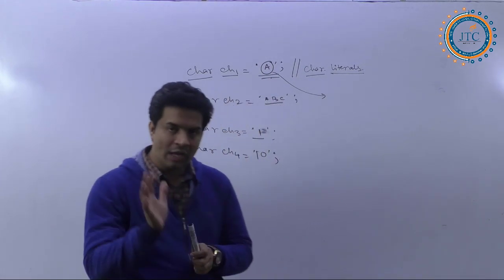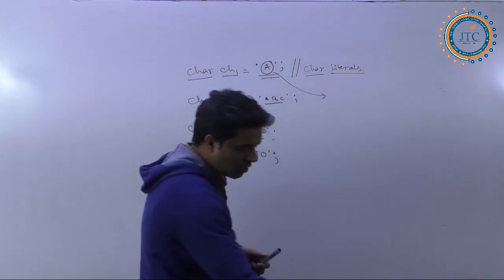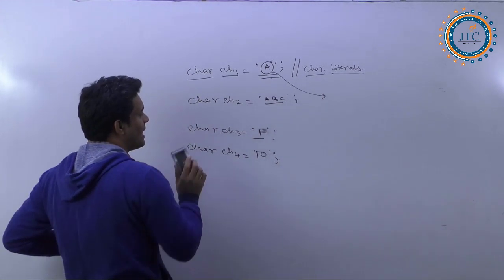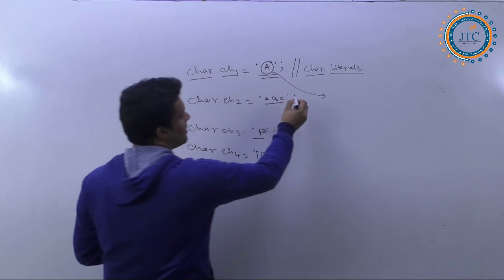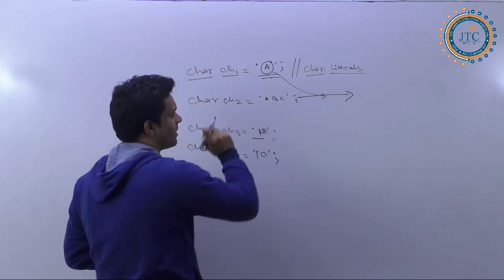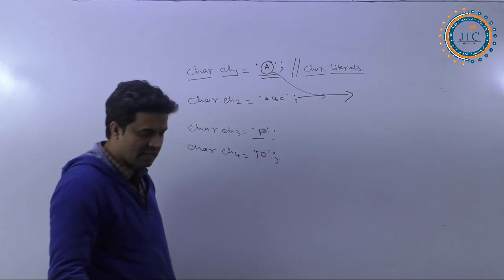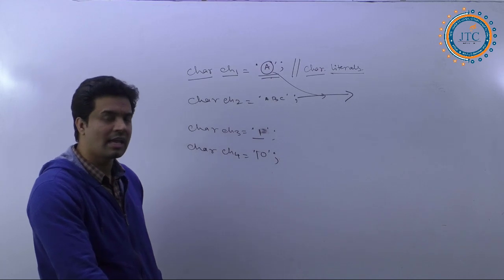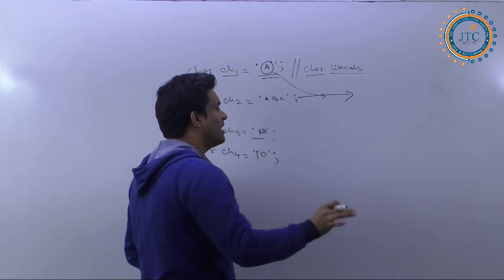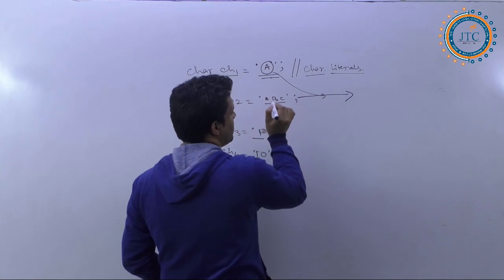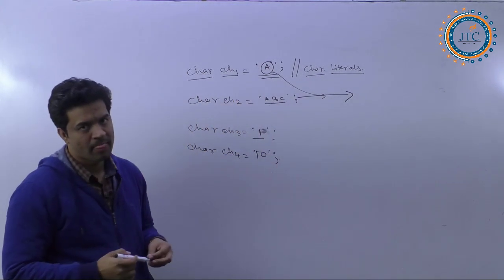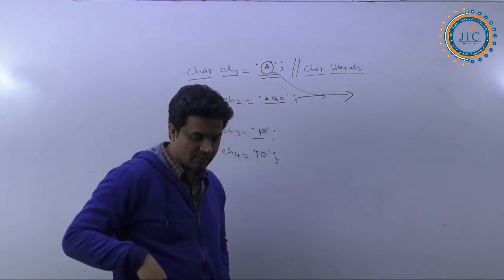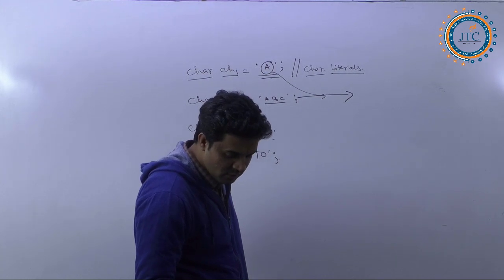Suppose I ask you the ASCII value of ABC, which I have written here. Whenever I write this ABC, can you tell me the ASCII value of this particular ABC? No, you don't have that. You cannot say what the ASCII value of ABC is.